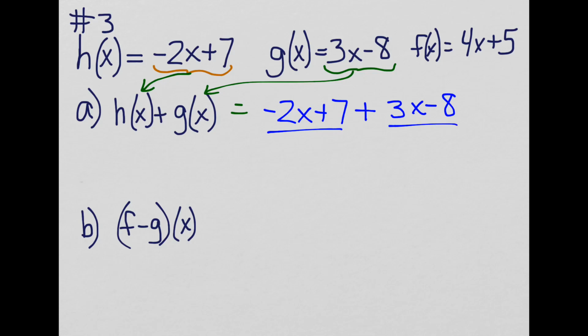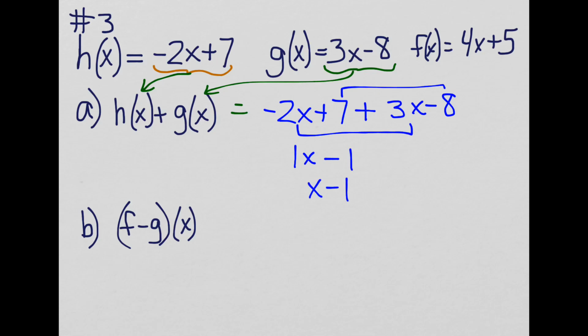You have to do some algebra to simplify things. And so we're going to combine like terms. We've got negative 2x plus 3x is 1x. And then we have 7 plus negative 8 is negative 1. And you don't even really need this one. That 1 times x is just x. And so this whole thing is going to just become x minus 1. In other words, h of x plus g of x equals a new function that is x minus 1. Just like that. That's all there is to do. You're just going to add the expressions together and simplify.